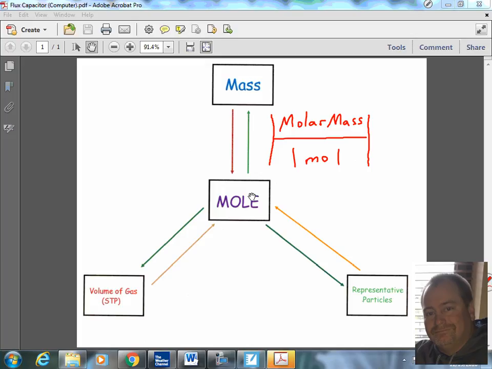So likewise, if I'm going the opposite way, what's my conversion factor going to be here? What's my conversion factor here, as I'm going from mass, right here, down to mole? Okay? 1 mole over molar mass.